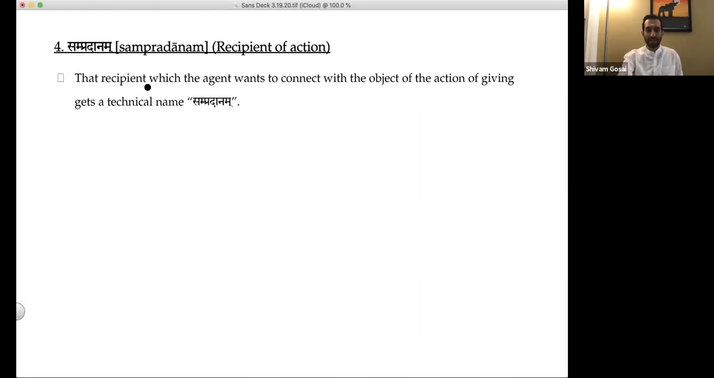So if you see, it says, this is more complicated, but the recipient, which the agent wants to connect with the object of the action of giving, it's a technical name, sampradhanam. A more simple definition of that is just the recipient of action. So the examples will make it more clear.